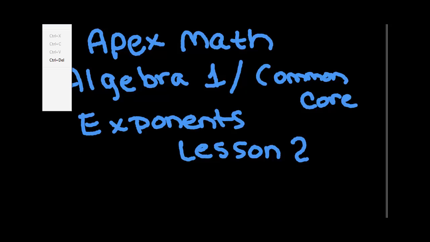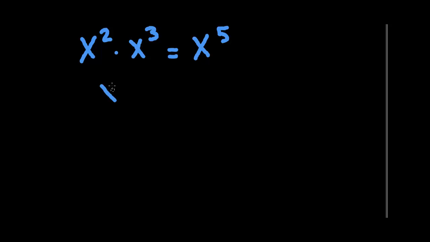In our previous lesson, we looked at the idea of multiplying variables that had exponents, and we learned that when we had the same base sitting next to each other, we would add the exponents. And if we had an exponent raised to an exponent, we would be multiplying the exponents.